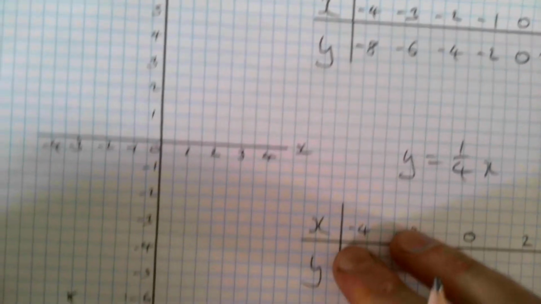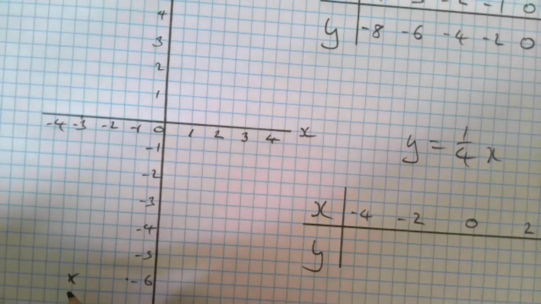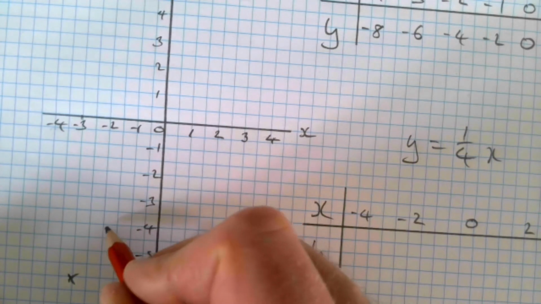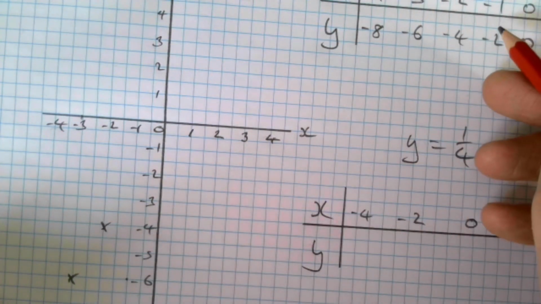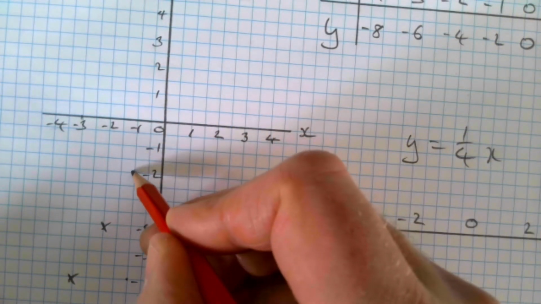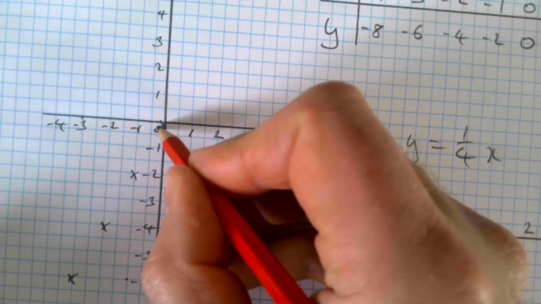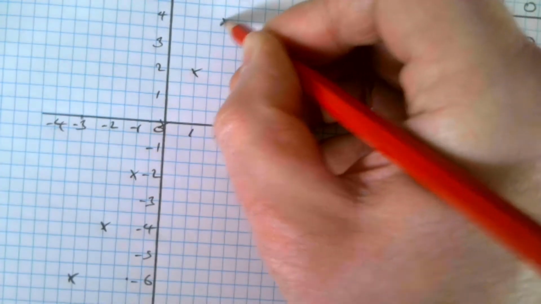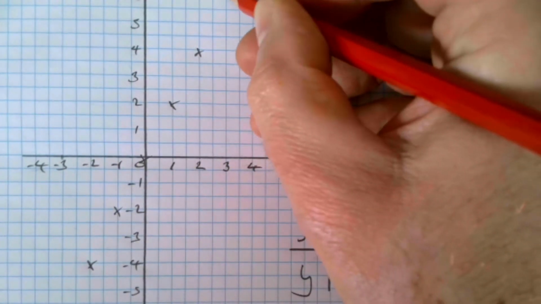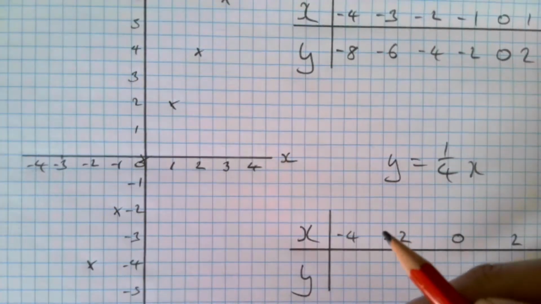So that's my point there. You can't even see that, that's useless. So it's that point there, -3, -6. Then -2, -4. Then -1, -2. 0, 0. 1, 2. 2, 4. And then 3, 6, and there's my straight line.